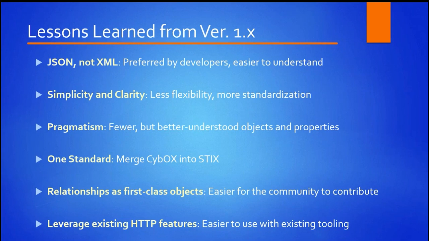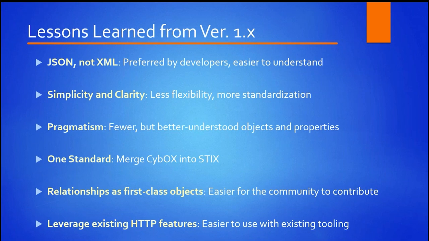So what did we learn from version 1.x? Well, I've mentioned before, JSON, not XML. It's preferred by developers and it was easier to understand. We wanted simplicity and clarity. What we found in the various implementations among the companies involved and the programmers trying to work with it was that the original specification was too ambiguous in many ways, especially in the normative language. That's the descriptive language that supplements the specific descriptions of the properties in each of the data objects. So we wanted more standardization.